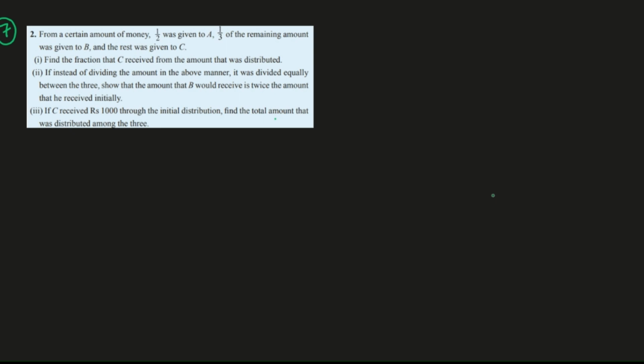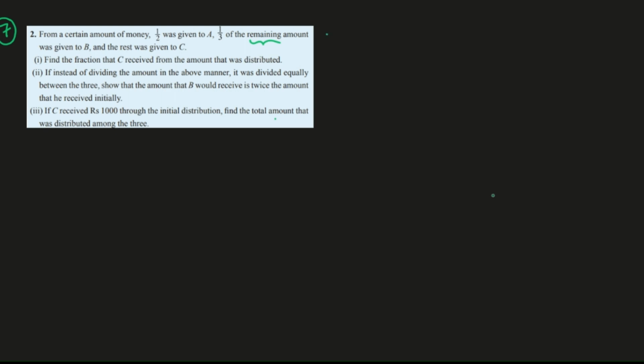From a certain amount of money, half was given to A, one third of the remaining amount. Here, remaining amount, right? Not one third of the amount, but instead one third of the remaining amount was given to B and the rest was given to C. So the first question asks what? Find the fraction that C received from the amount that was distributed. Okay, so let's calculate.